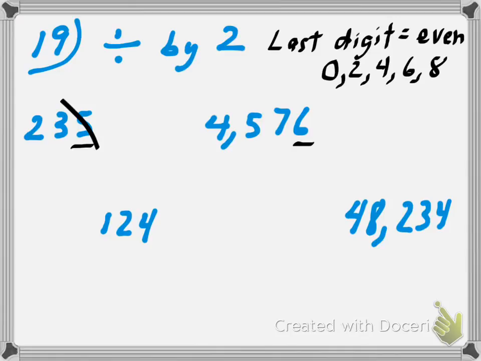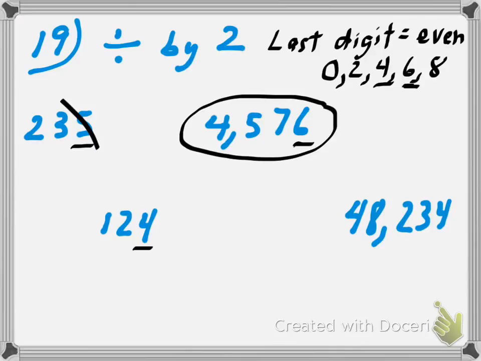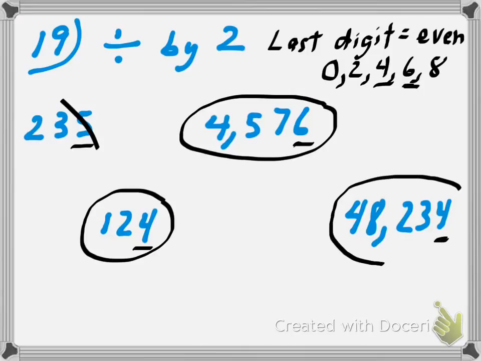Second one, 4,576, ends with a 6. 6 is even, so therefore that is divisible by 2. Next, 124. The 4 is an even number, so 124 is divisible by 2. And then the last one also ends with a 4, so therefore the whole number has to be divisible by 2.